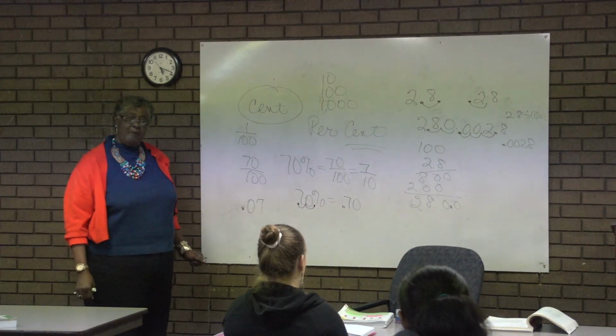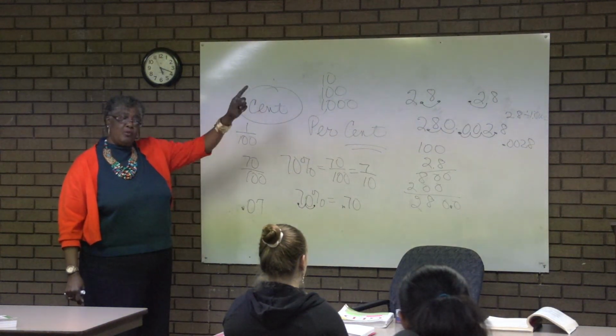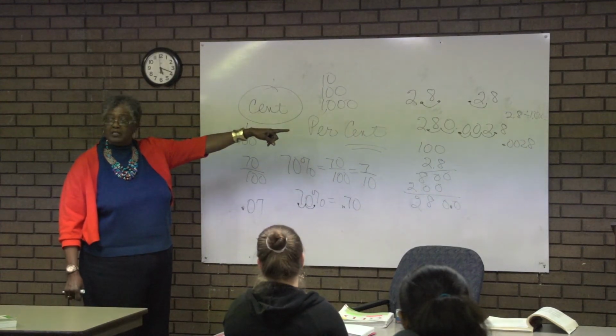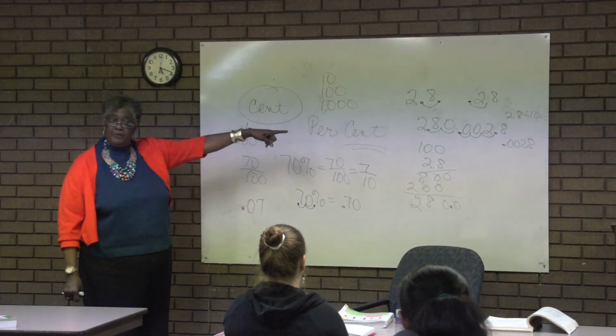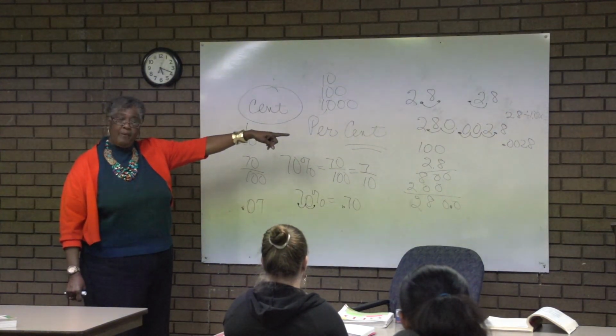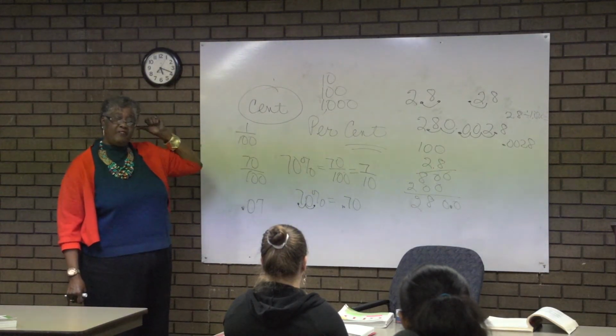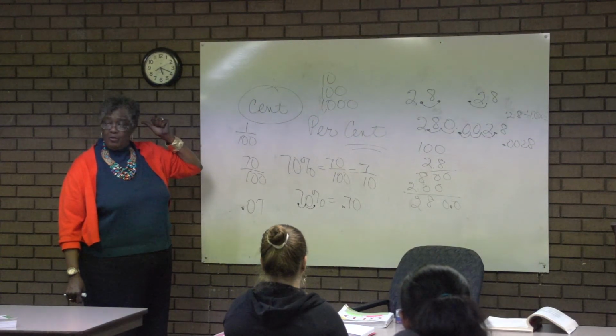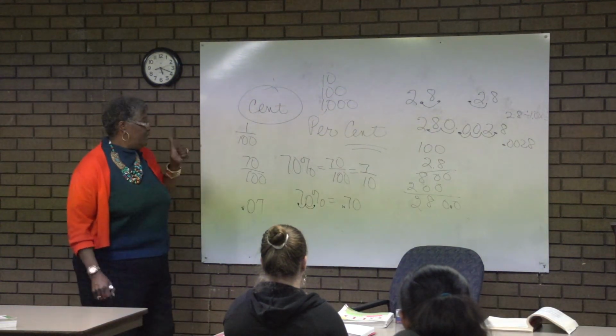So to multiply by a power of 10, we're going to move to the right, and we're going to move it as many times as there are zeros in the power. To divide by a power of 10, we're going to move it to the left, and we're going to move it as many times as there are zeros in the power. Okay?